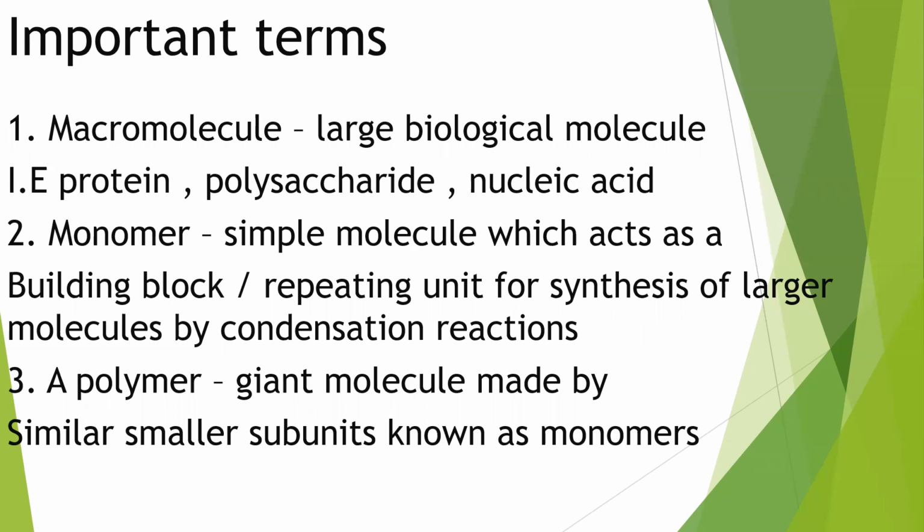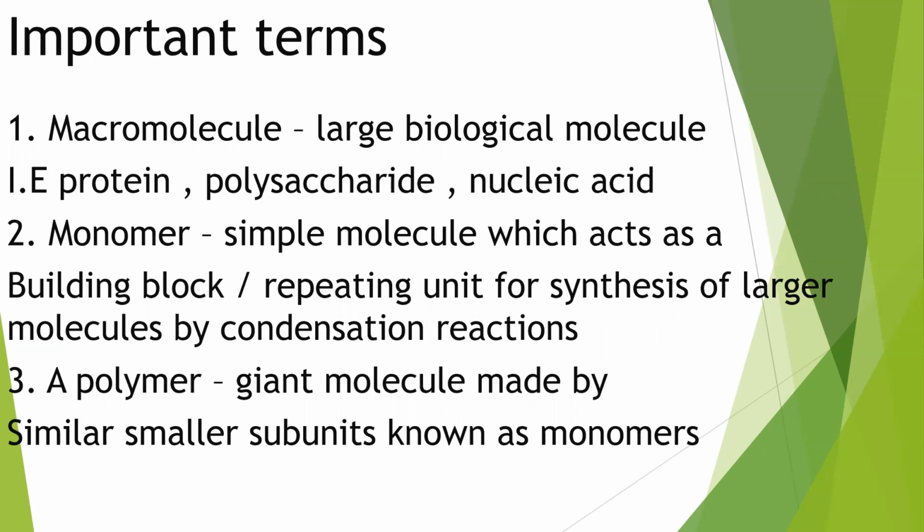So a monomer is basically a simple molecule. It's a smaller molecule which acts as a repeating unit for synthesis of larger molecules. And this is by condensation reaction. We'll talk about that as well later. So monomers of a protein are peptides or amino acids. They form peptide bonds and then it becomes a polypeptide. And that's how a protein is formed. And a protein can be made up of multiple polypeptides.